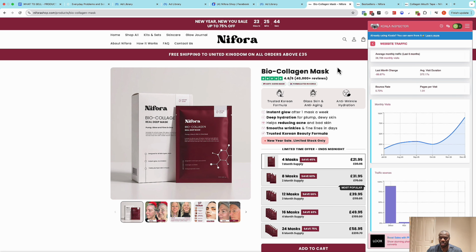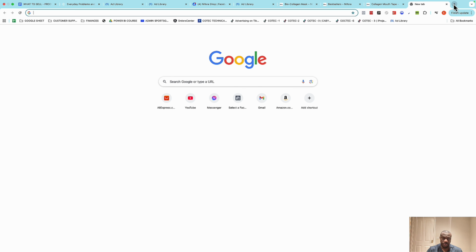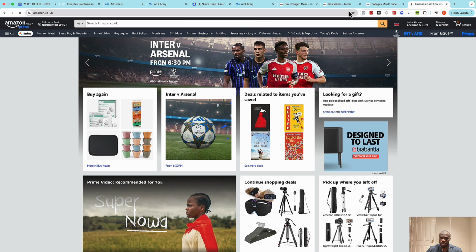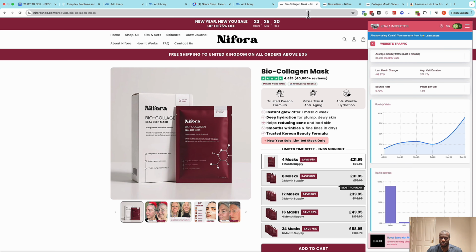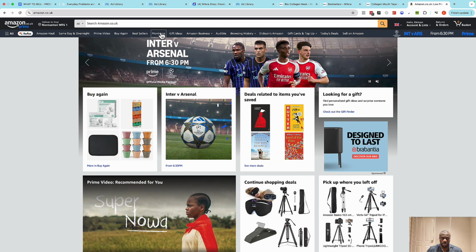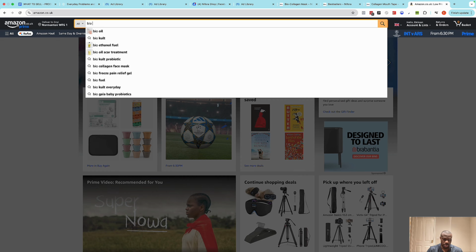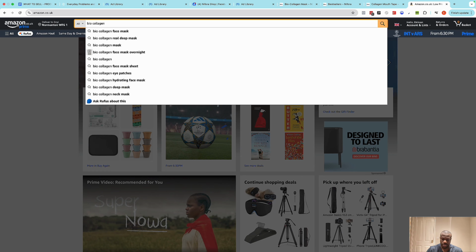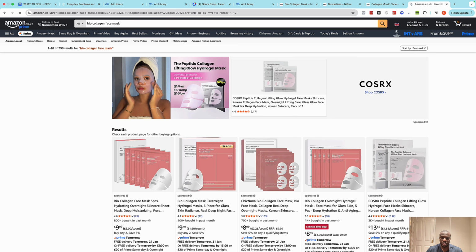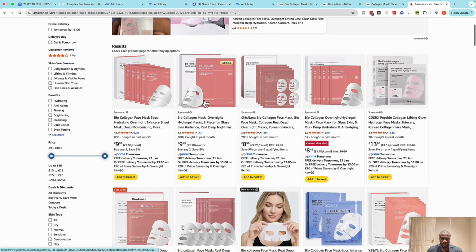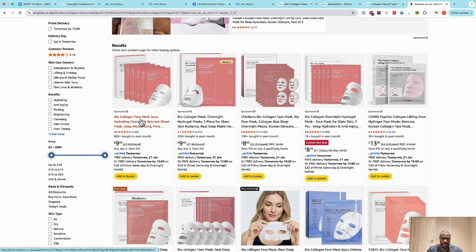So the next thing you have to do is validate if there's demand for this product. Now, obviously, you can't just use this one website to gauge if there's demand for your product. We'll go over to Amazon to confirm demand for this product. So I'll go to Amazon. The name of the product is Biocollagen Max. I'm just going to search on Amazon for Biocollagen face masks and see what other products are out there that people are buying. Okay, so now I can see a lot of Biocollagen face masks, 5 pieces.